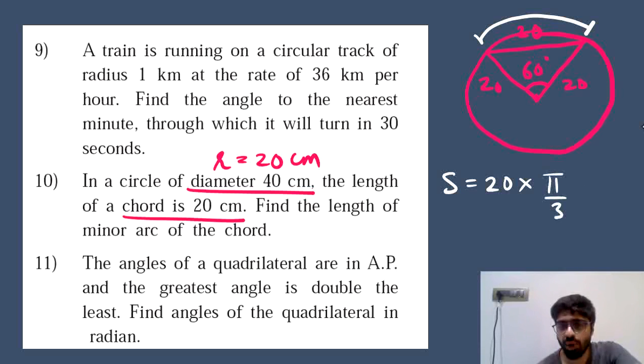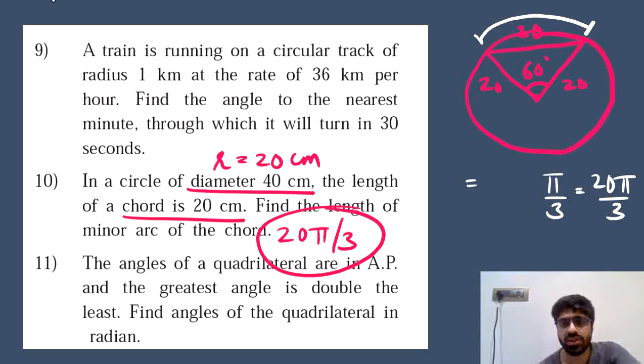So 20 into pi upon 3, that's simply 20 pi upon 3. That would be the length of arc of that given circle. So 20 pi by 3 is the answer for the 10th question. And finally, one last question in this video.